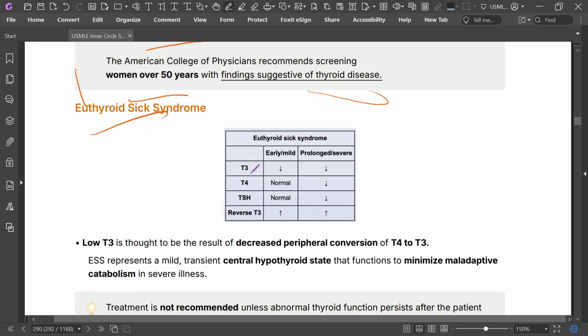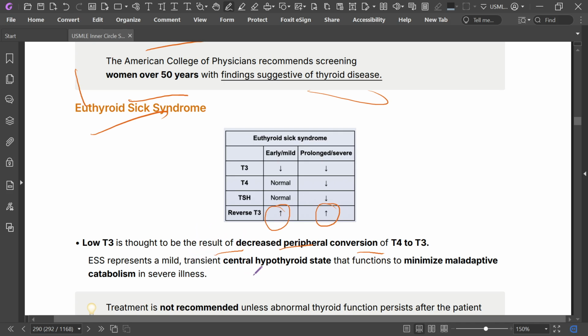And then euthyroid sick syndrome. In euthyroid sick syndrome, in early or mild cases, T3 is low, T4 is normal, and TSH is normal, and reverse T3 is raised. Reverse T3 is always elevated in euthyroid sick syndrome, but in prolonged or severe cases, T3, T4, and TSH are all low. Low T3 is thought to be the result of decreased peripheral conversion of T4 to T3.